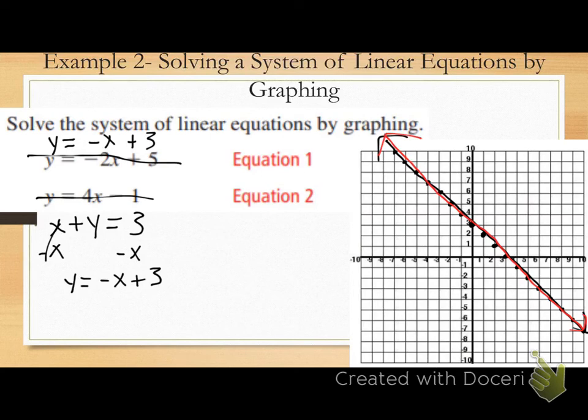Okay, let's think about this real quick. The solution to a system of equations is where the graphs intersect, correct? So are these intersecting anywhere? They're intersecting everywhere, at every point. They're crossing, they're touching. Infinitely many solutions.